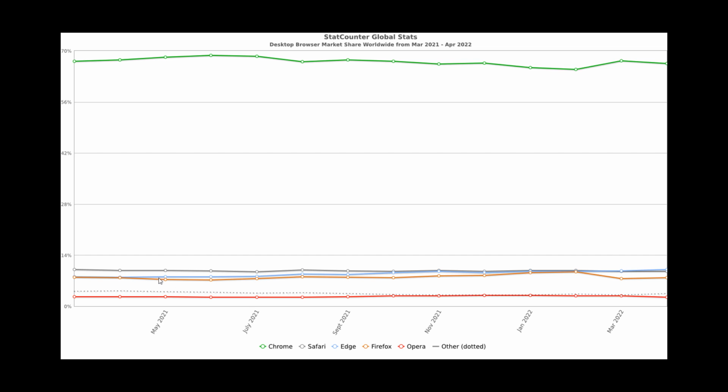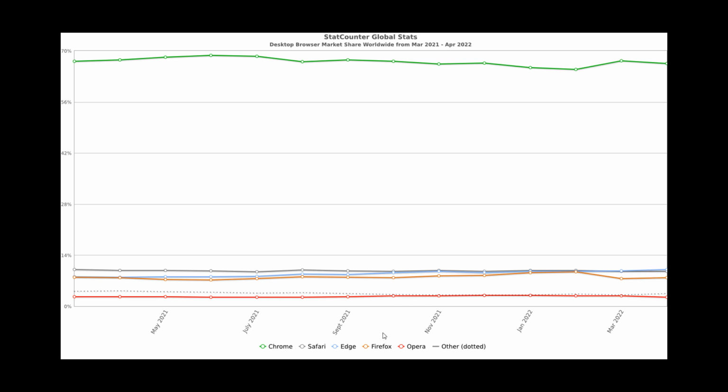Safari, I don't know if you can pick it up, it's in this gray brown color. I don't know if you can see that in the video, but as mentioned, yeah, in March dipped below Edge and moved to third place. And then Edge in the blue in March, as mentioned, pipped Safari and became the second most used desktop browser.